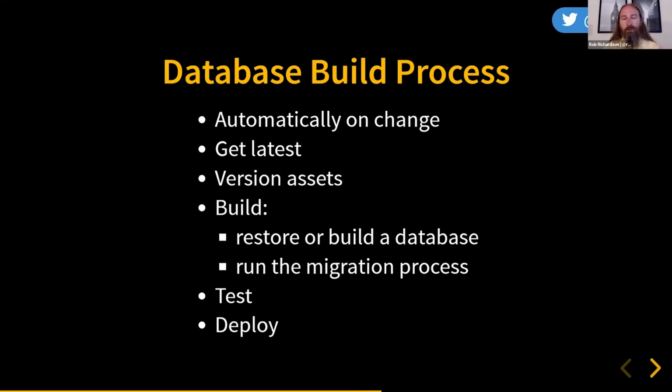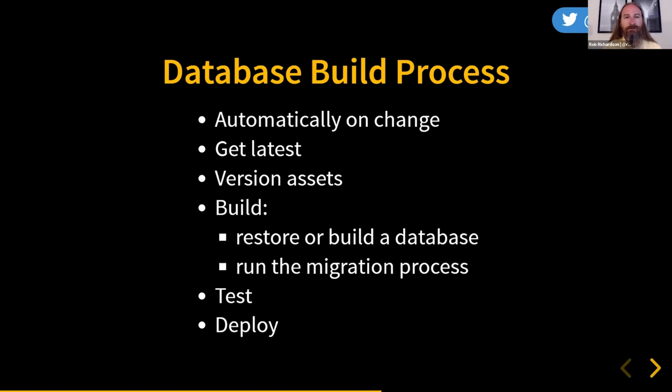Automatically on every change, we want to get the latest, we want to version our assets, we want to build, test, and deploy. Now, what's interesting here is, what does build mean in the context of a database? Well, probably what we need to do is restore a production database backup and migrate it to the latest version. How do we version our assets? Maybe we're updating a database version number or product version number in a SQL table. Or maybe we're adding additional metadata to it. Or maybe we don't roll back, and so the version is latest. Either way, we've got pretty much the same process.